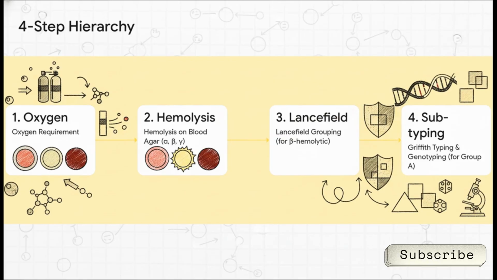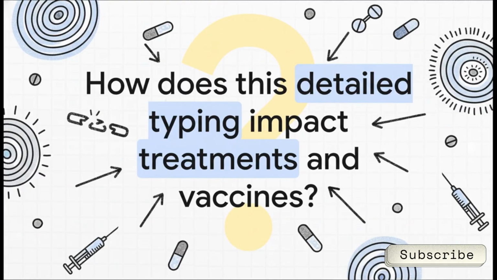Step 1, oxygen needs. Step 2, hemolysis on blood agar, alpha, beta, or gamma. Step 3, if it's beta hemolytic, use Lancefield grouping. And step 4, if it's group A, you can drill down even further with Griffith typing and genotyping. See? It's a really elegant, organized system when you break it down. And look, this whole framework isn't just about passing an exam. It's absolutely vital in the real world, in the clinic.